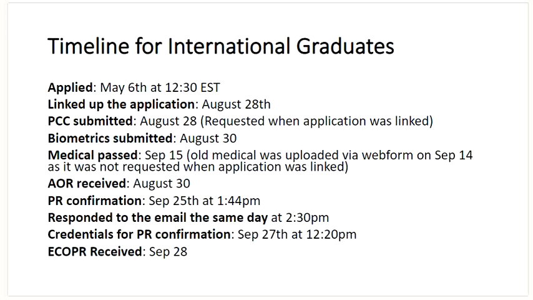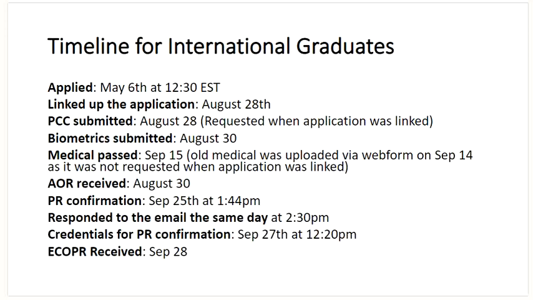Moving on to another timeline, it's for international graduates again. This applicant applied on May 6th at 12:30 Eastern Time. Many of you must be witnessing that a lot of people who applied from 12 to 1 o'clock are getting the rollouts. Again, IRCC is looking at the number of 40,000 plus 7,300, and I'll be talking in detail about the wrong selection cost and where I would be talking in detail about it.